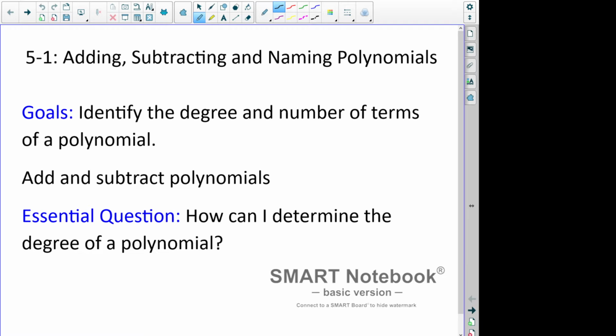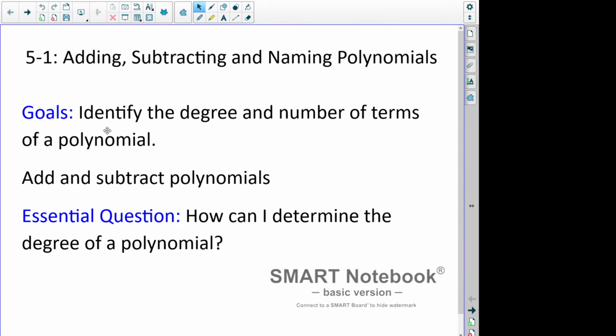But there's some shortcuts, and there's some nice algorithms that you can use to evaluate and divide polynomials, which are actually pretty neat. I think they're kind of cool.